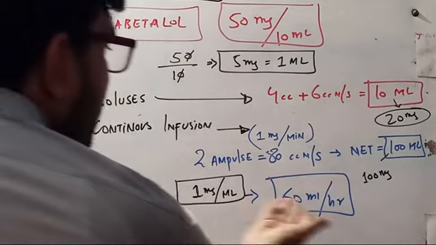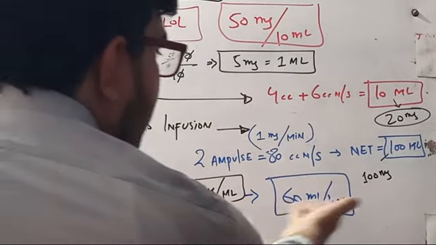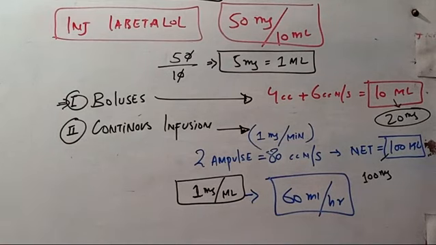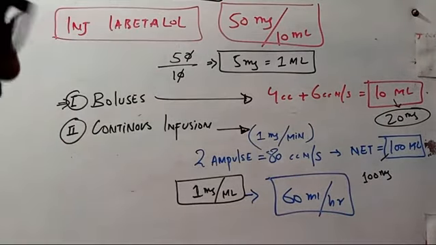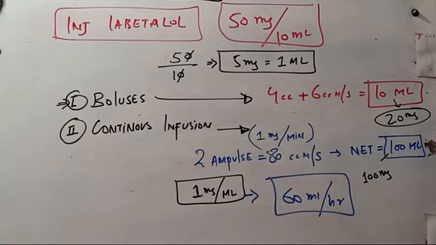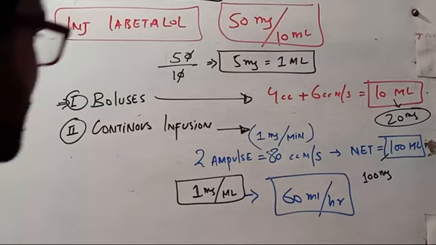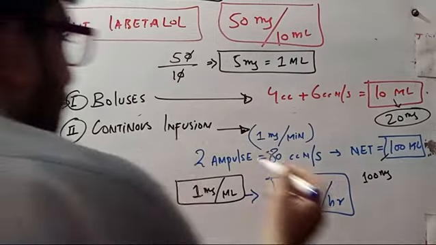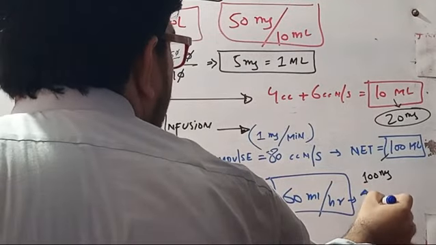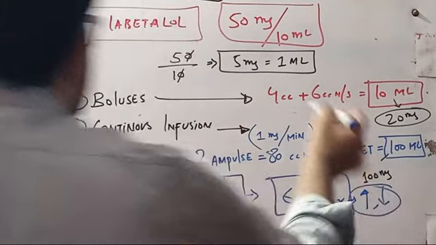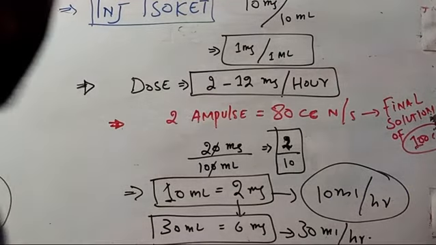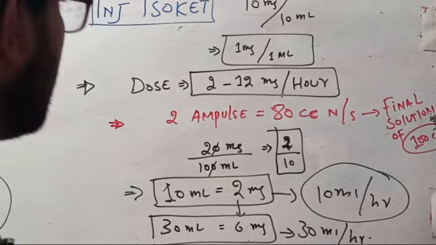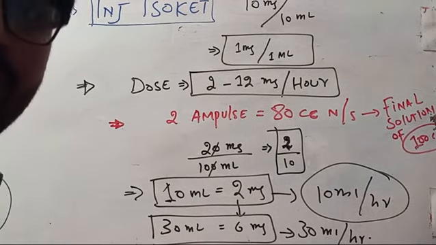And now we set the dial flow at the rate of 60 ml per hour, and we are monitoring the blood pressure regularly, so we can up titrate or down titrate according to the response.